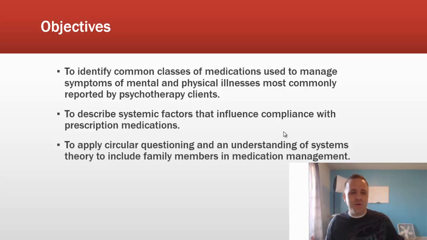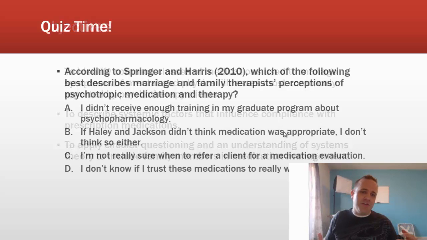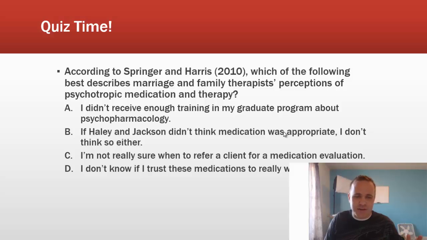So let's have a quiz. Now, you can, if you want, just select A, B, C, or D, but I think what would be a little bit more meaningful is if, after I read this question, you would just rank these in a hierarchy, like which of these options do you align with most, and then maybe the next most, and so forth. So the question is, according to Springer and Harris, which of the following best describes marriage and family therapists' perceptions of psychotropic medication and therapy?